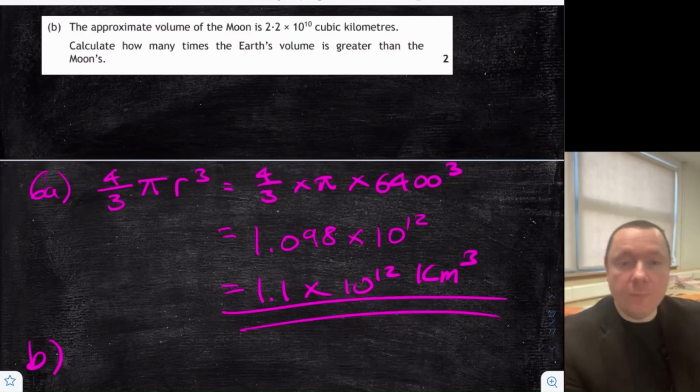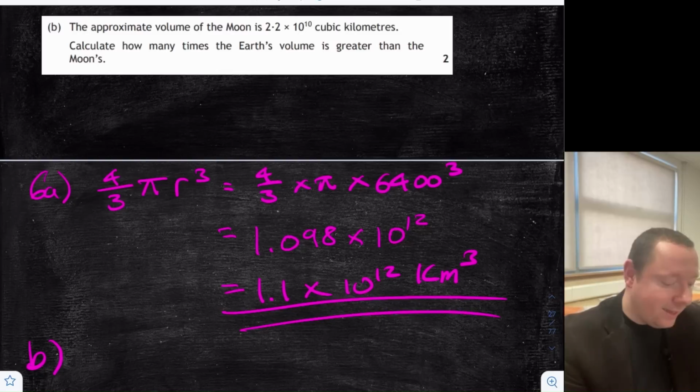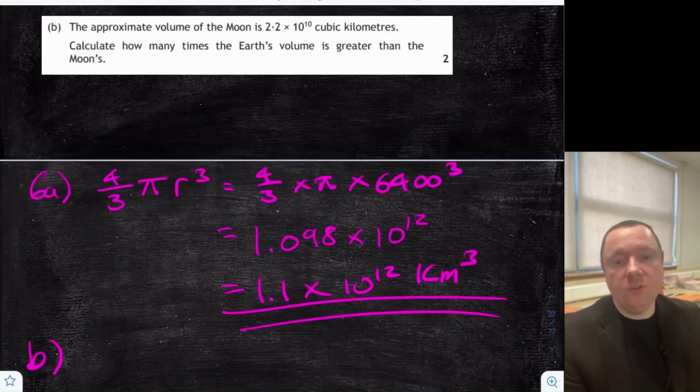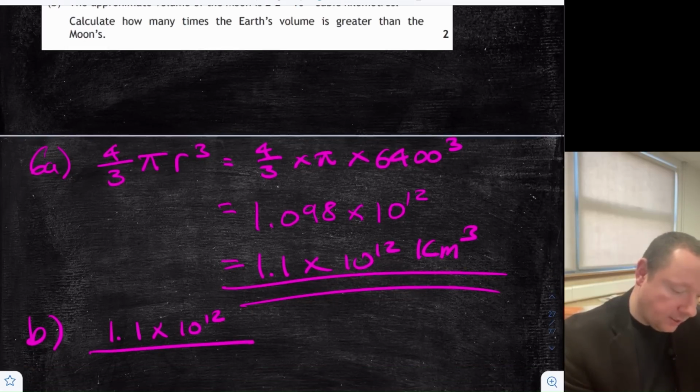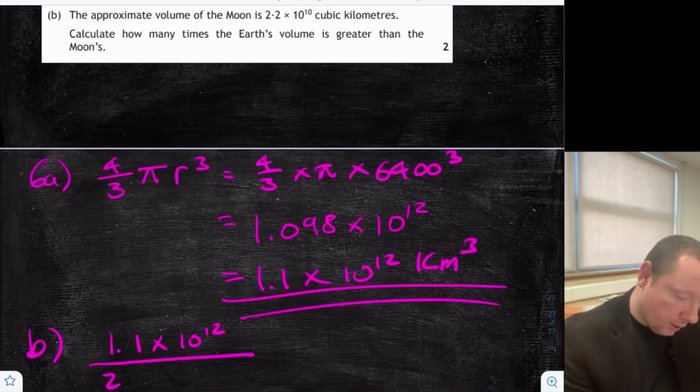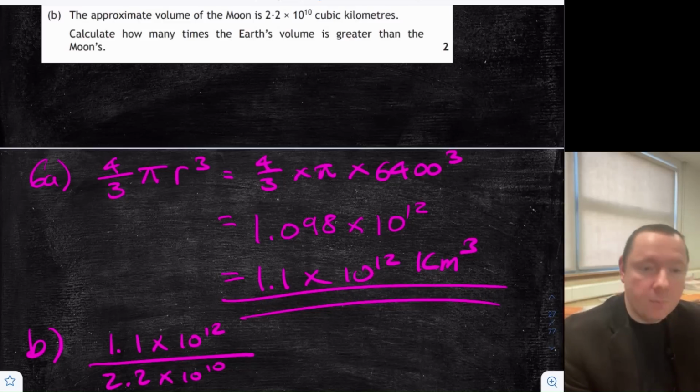Part B, the approximate volume of the moon is 2.2 times 10 to the 10 cubic kilometres. How many times the Earth's volume is greater than the moon's? How many times? So I need to do the Earth's volume divided by the moon's volume. So step one, identifying that we need to divide. So we do 1.1 times 10 to the 12, divided by 2.2 times 10 to the 10. Get a mark for that.